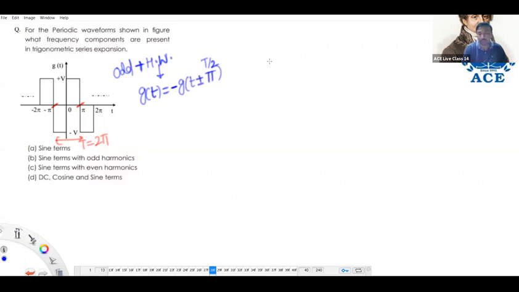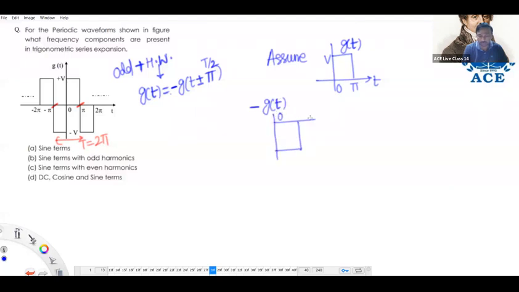Like in the last slide, if I take the upper segment as reference, sir, what is the mathematical condition to obey? g of t must be equal to minus g of t plus or minus pi. So if that is g of t, what is minus g of t? Amplitude scaling. What is the meaning of minus g of t plus pi? Left shift of pi units. Of course, we got the lower half.